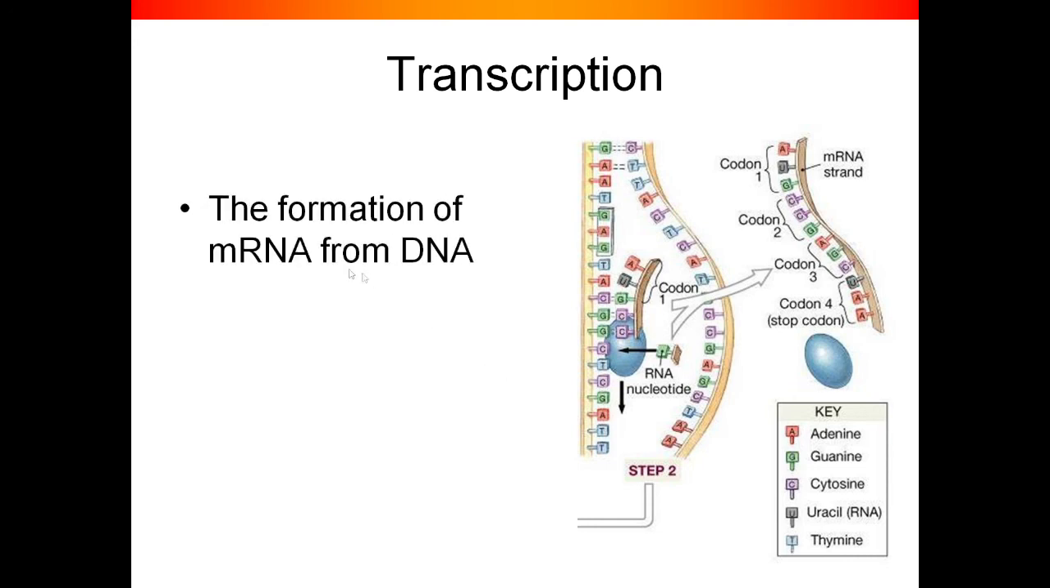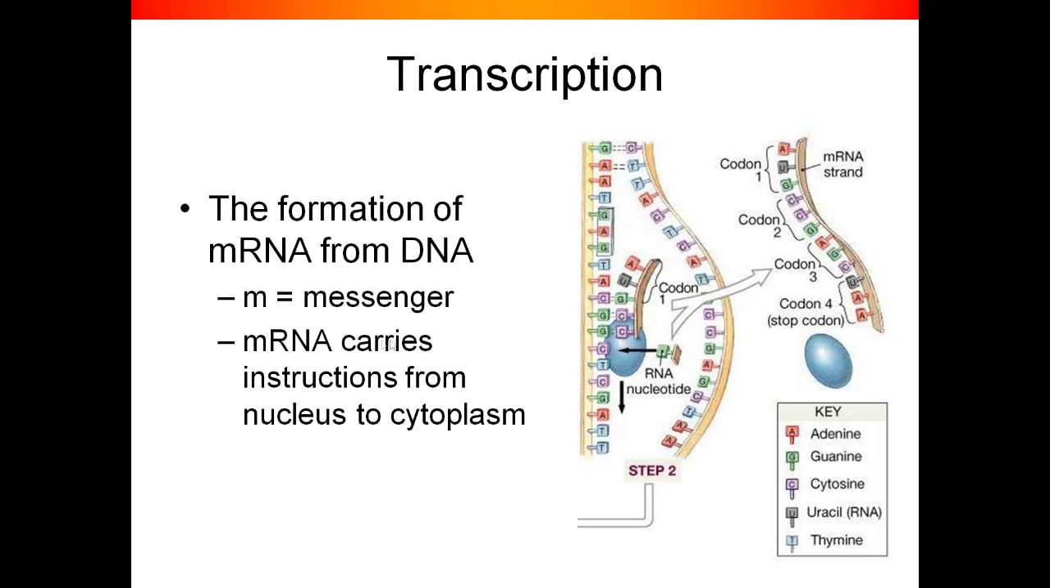So transcription is the formation of a molecule, a nucleic acid known as messenger ribonucleic acid or messenger RNA. And it's going to make it from the DNA strand. Okay? So RNA polymerase comes in and makes the messenger RNA. This is the copy of the blueprints that we can take outside the nucleus. Okay? M stands for messenger. Messenger RNA carries the instructions from the nucleus out into the cytoplasm where protein synthesis is going to continue.